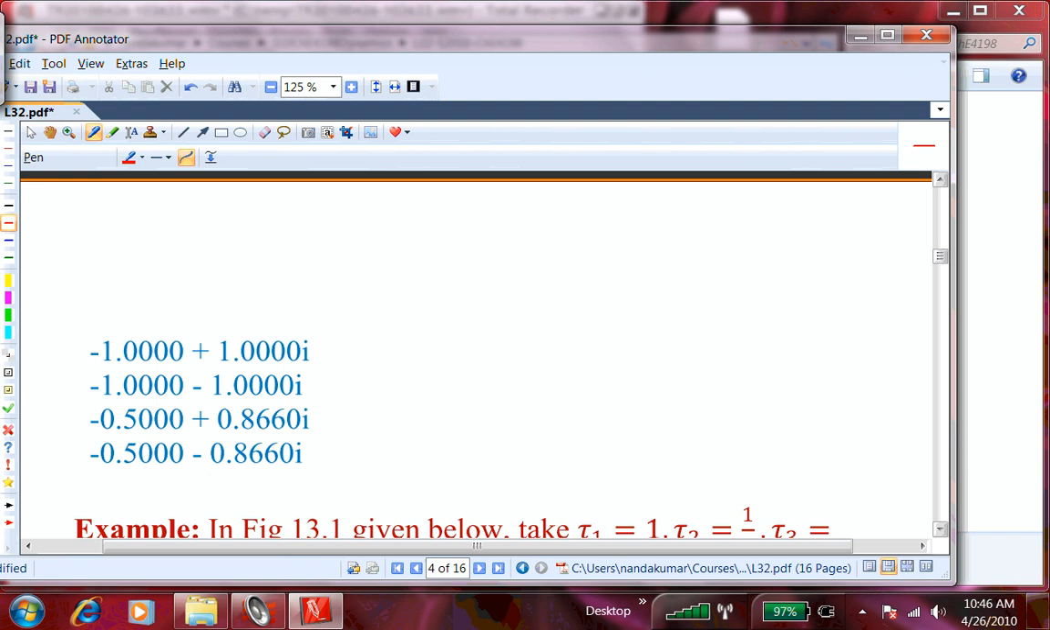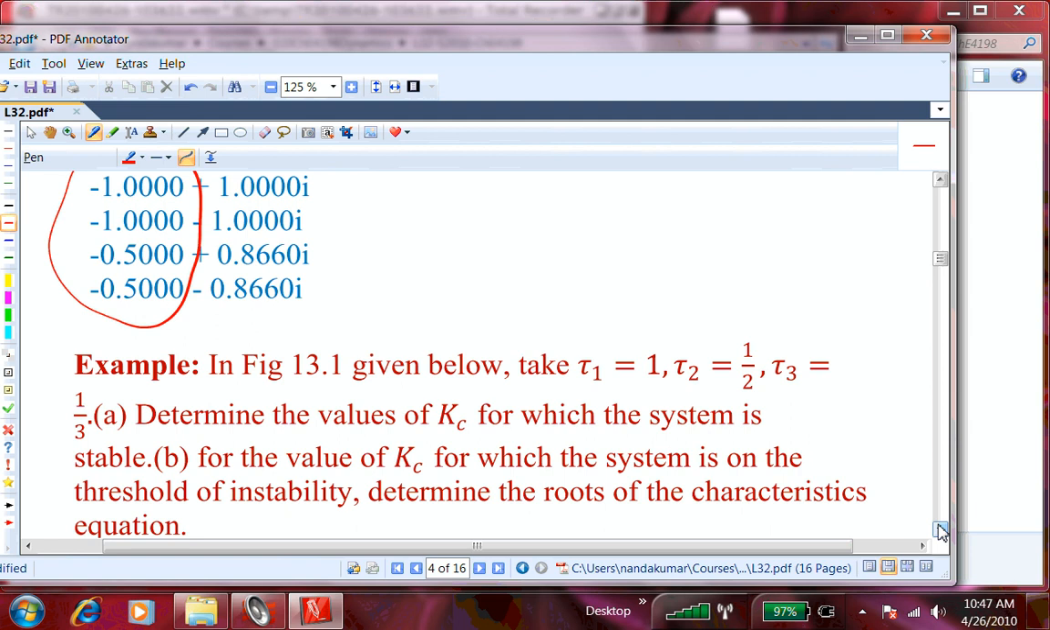Okay? And you'll notice that they all have a negative real part, confirming that the system is stable. But they all have an imaginary part too, so the response is going to be oscillatory. Okay? So one can argue that you don't really need the Routh test to determine stability these days. And in practice, when you're working in industry, I don't expect that you'll be using the Routh test to determine stability. But where you can use it is in the next type of problem. Okay? In this example, you are given a particular block diagram.